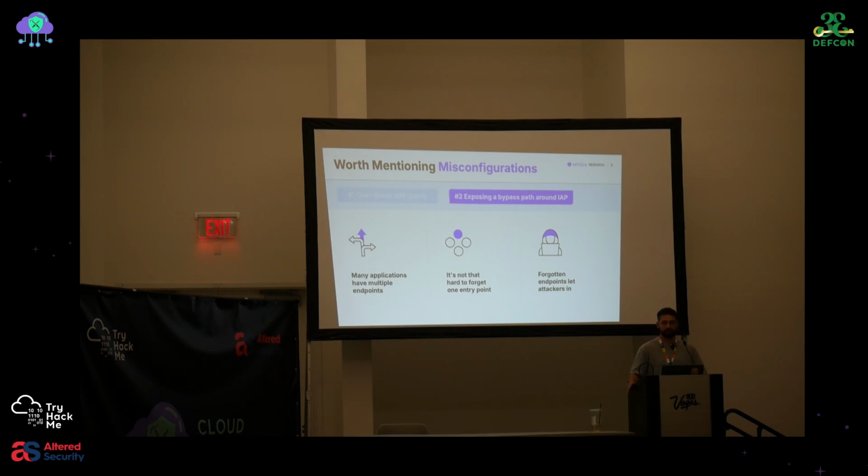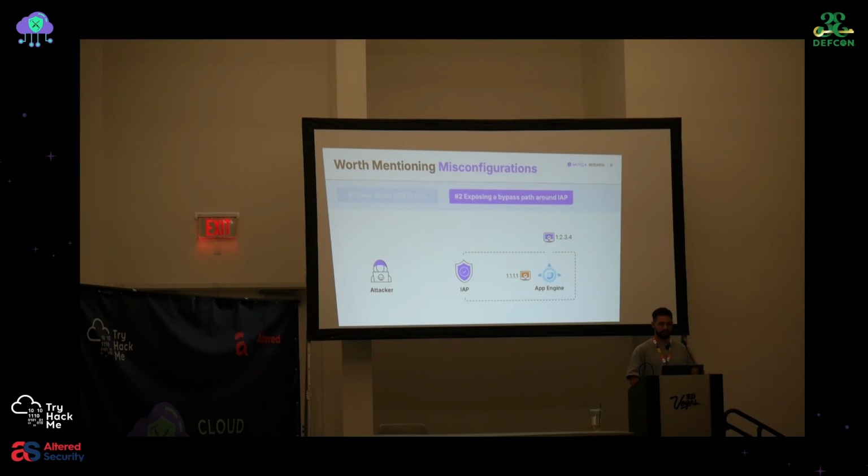The second misconfiguration is exposing a bypass path around IAP. As many of you know, many applications have multiple endpoints. When you use IAP to protect an application, you need to explicitly specify which endpoint is protected by IAP. You need to configure it for each endpoint. It's not like you can protect the entire application using IAP. You need to choose an endpoint and enable it for that endpoint. So if for some reason an admin mistakenly forgets one endpoint, attackers can sneak in through that endpoint and access the same data of the application.